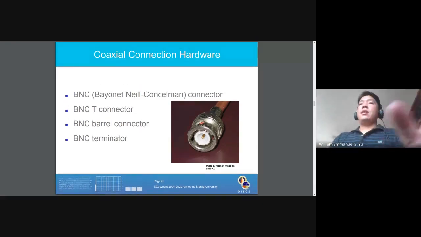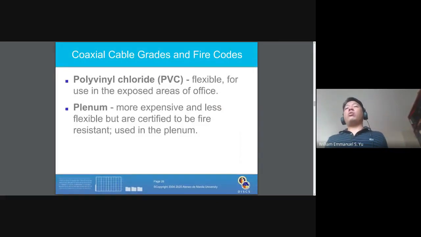Okay? Now, coaxial cable grades, just to note lang, kasi there are two types of yung coating, right? The plastic insulation can either be PVC or plenum, right? So PVC is more flexible and it's normally used for exposed areas in the office. Pero there are normally some fire codes. So depending on the building you're building or the house you're building, you might have to comply with certain fire codes. And that's why if you put them inside, for example, and not exposed, then normally plenum can also be used because they are fire resistant. Kasi PVC, plastic lang yan. So hindi siya fire resistant.